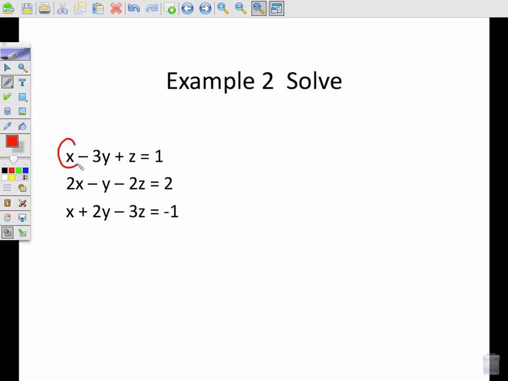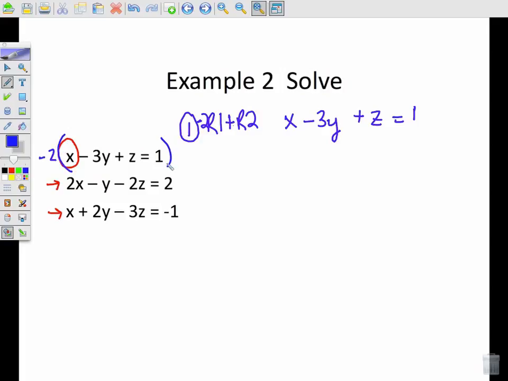Here's another example. What we're going to do is use row 1, this x, to eliminate the x's below it, the 2x and 1x. In the first step, I'm going to take row 1, multiply it by negative 2, and add it to row 2. I'm going to get a new equation, but my first equation stays the same. I take negative 2 times row 1, and I'm going to add.